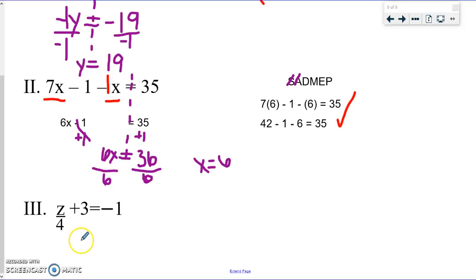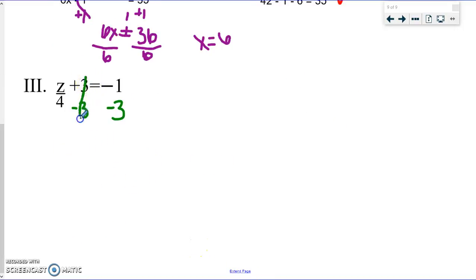Okay, so a two-step equation. We need to first undo our addition and subtraction and subtract 3 from both sides. That's going to make our 3's cancel. Again, if you need to, put the dotted line through your equal sign to help you remember to do things on both sides. So then we have z over 4 equals negative 1 minus 3, which is negative 4. Okay. And then z over 4 just means z divided by 4.